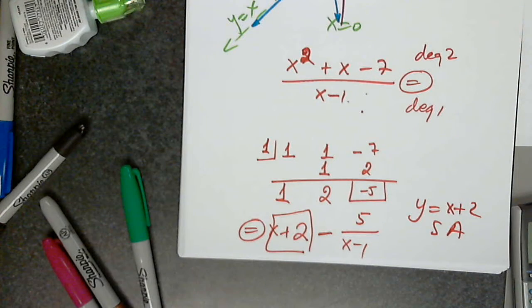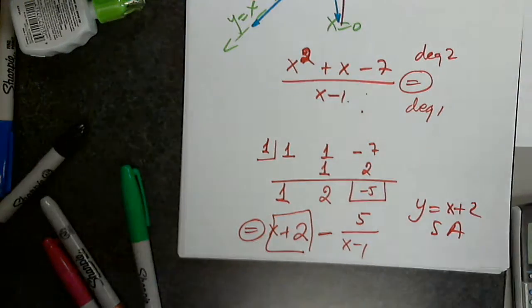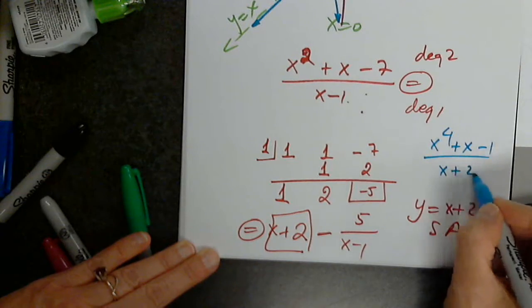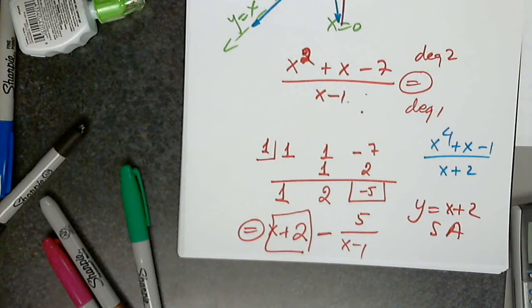Any questions? So it has to be changed by degree 1. Yes. If I have this situation, this function does not have a slant asymptote because when you divide, you have to get a line.